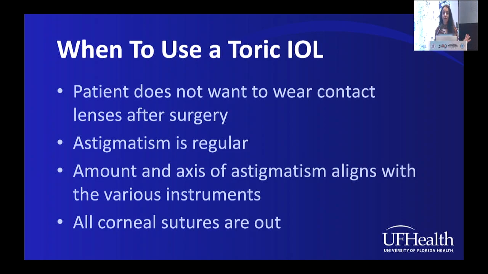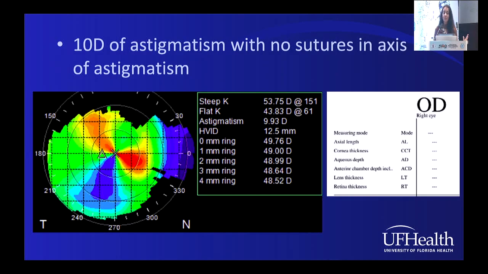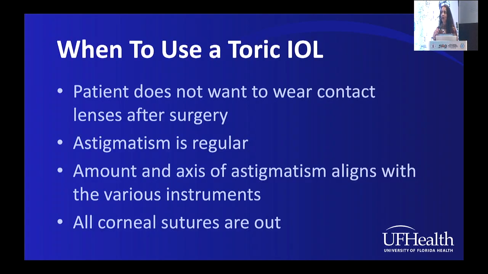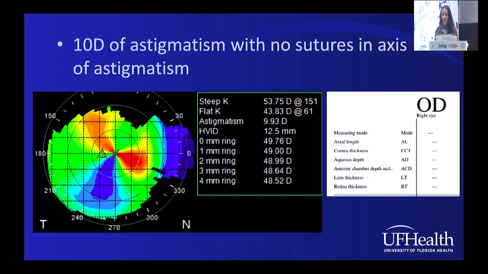So if you're going to put a toric lens, you better be sure they're not going to change. And we used to tell people you can't get a toric lens if you are young because you might need another transplant. Now we don't typically do PKs for PK failures. We do endothelial keratoplasty, which is more forgiving.